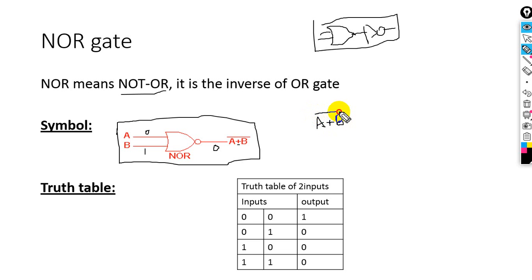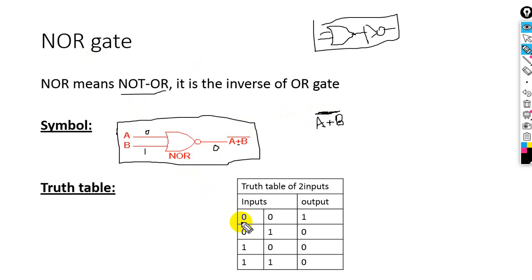For inverse making, I will take a bar on this. So what does it mean? Bar means the output will be inverted. If the output is 1, it will invert the output and display 0. If the output is 0, it will invert the output and display 1. So this is the inverse of the OR gate.